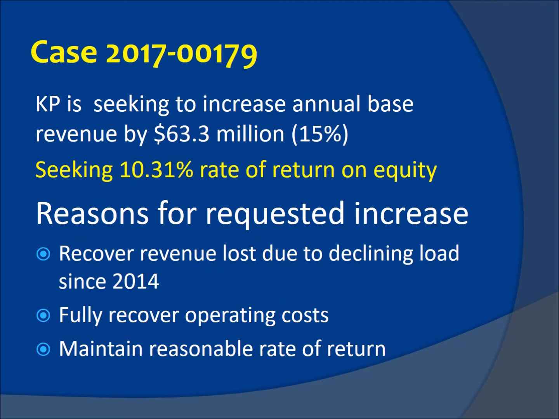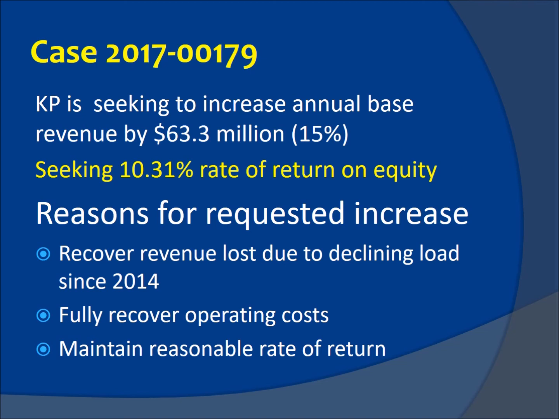In the current case, Kentucky Power is seeking to increase annual revenue from base rates by $63.3 million, or about 15%. The company originally asked for nearly $70 million in increases, but reduced the amount when it was able to refinance some loans at a lower interest rate. Kentucky Power is requesting a targeted rate of return on equity of 10.3%.